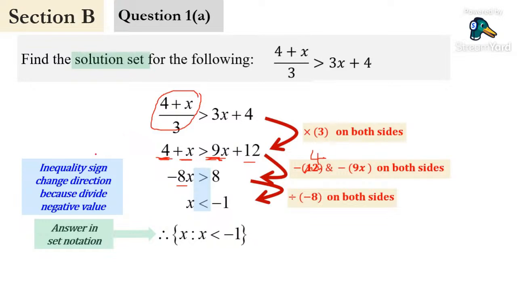By the way, the three dots in front of this, you don't need to write it. It is a short form for therefore. What you need is just this curly bracket and then x less than minus 1. So there goes your answer.